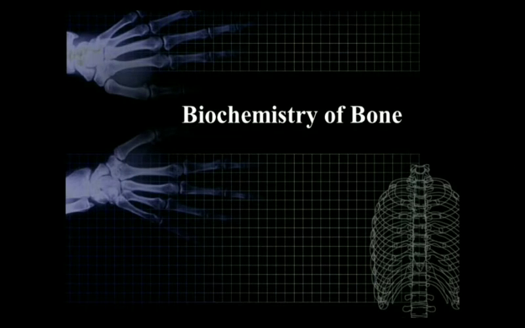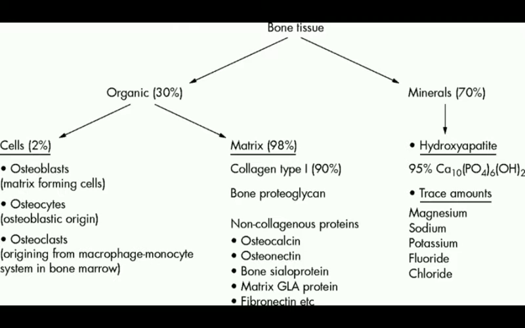Coming to biochemistry of the bone, there are organic components, inorganic components, and water. Organic components are 25 to 30%, inorganic components are 65 to 70%, and water is 10%. In the organic components there are bone cells and intercellular matrix. Bone cells are osteoblasts, osteocytes, and osteoclasts.